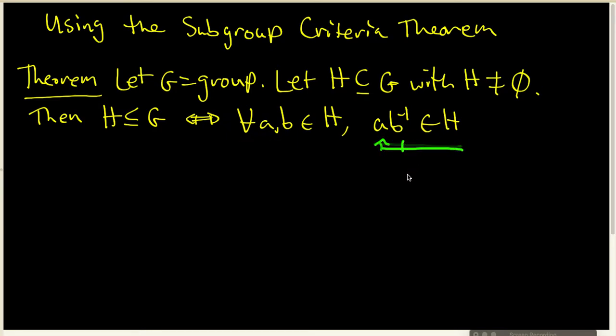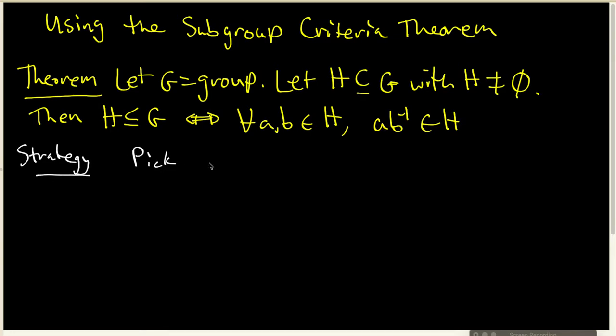The way we use this theorem to show that H is a subgroup is that we first of all verify that H is a non-empty subset. We then show that H has this property. The backwards arrow of the theorem kicks in, and we get to conclude that H is a subgroup of G. In other words, this is what our strategy looks like.